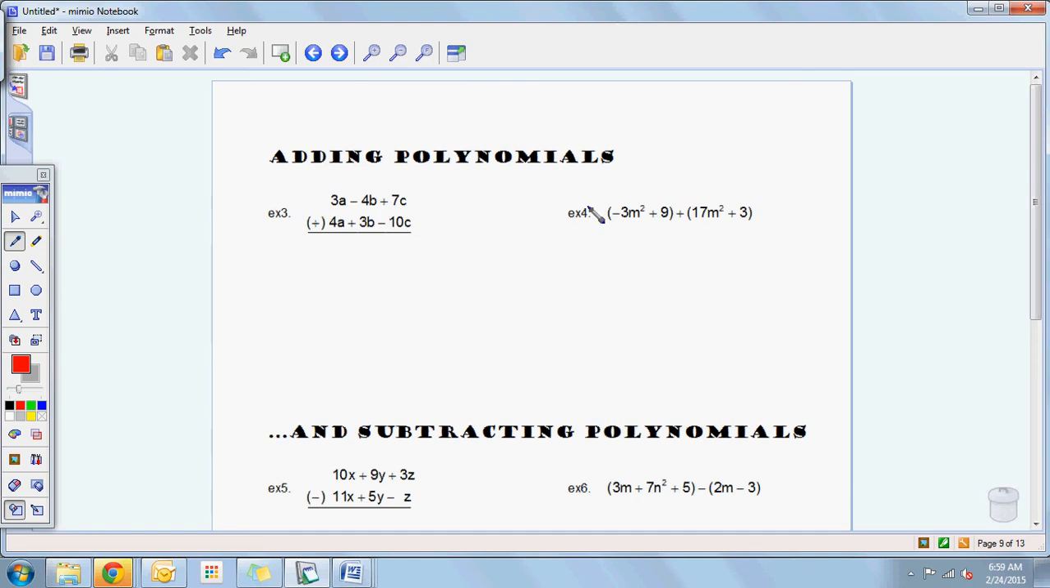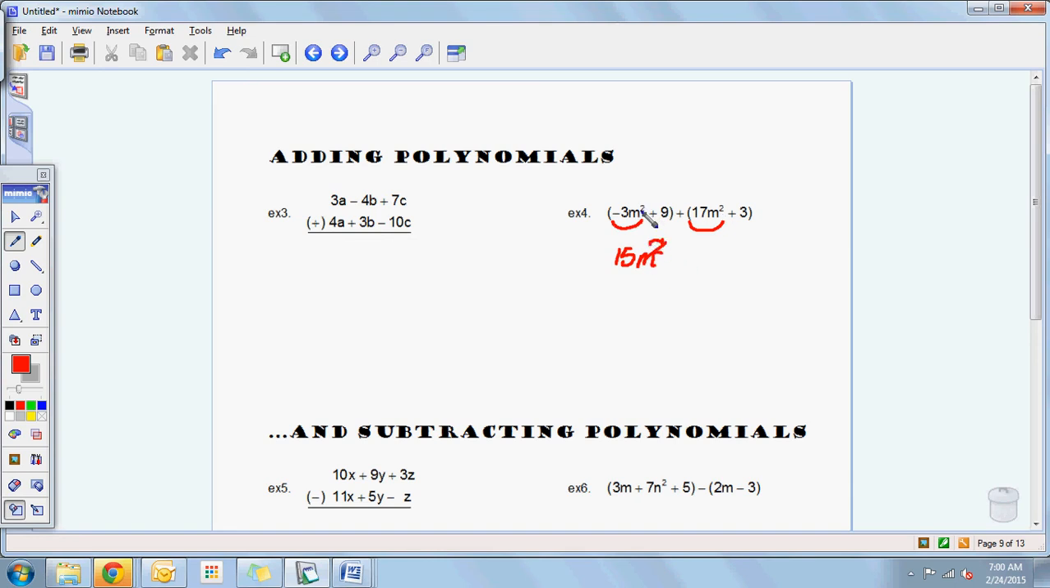So if you were adding polynomials, you're going to want to find those like terms. So example number 4, you're going to have to match them up yourself, okay, because they're not laid out nicely like example 3 is. So what you're going to want to do is find your like terms in each one of the binomials here. We have 2 terms, and we want to add them together. So I have a negative 3m squared plus 17m squared. So those are my like terms. I'm going to add them together. So when you add negative 3 plus 17, just the coefficients, you're going to get 15, and you're just going to add m to the second power.